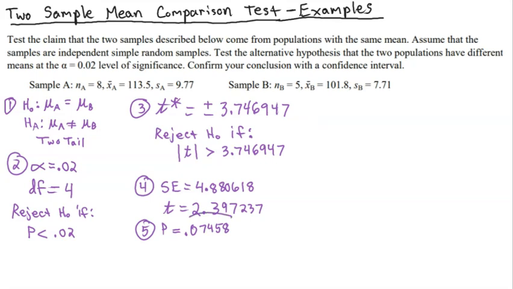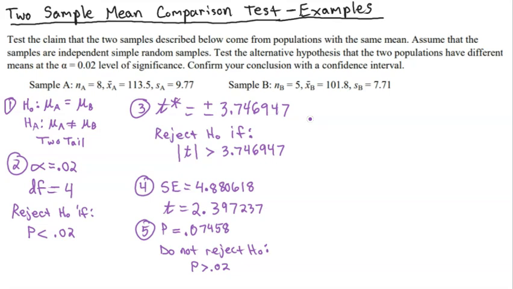And so now look, this p-value is not less than 0.02. This is larger. 0.07 is larger than 0.02. So we're going to say do not reject H sub 0. Why? Well, because p is greater than 0.02.